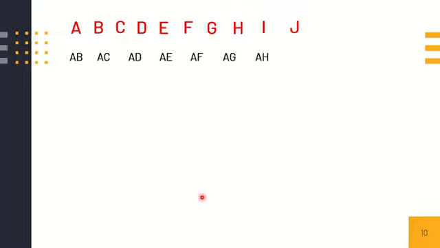So, let's consider this is the 10 teams. So, A, B, C, D, E, F, G, H, I, and J. So, yan yung 10 team. Okay, in the first row, A can play with B.